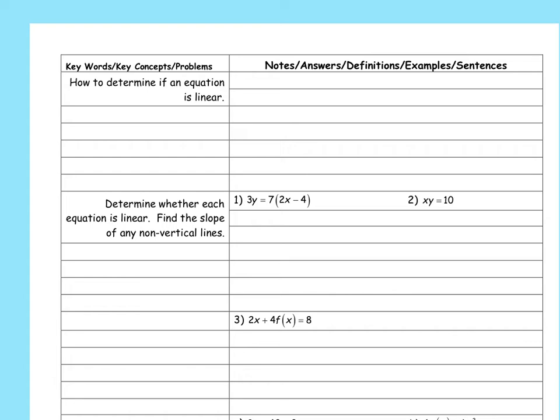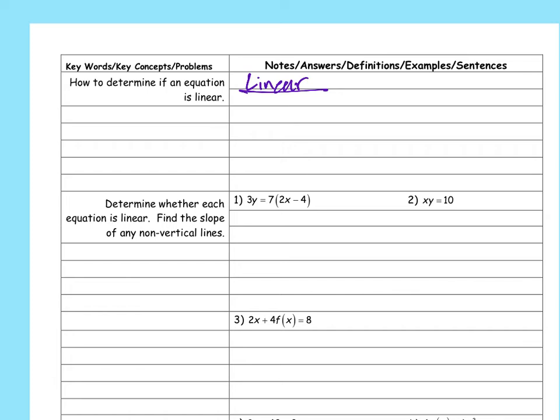Awesome. Okay, so how to determine if I'm looking at just an equation. If they did give me just an equation, how do I tell if it's linear or not? That's the question I'm asking now. How do I tell if it's linear or not? Well, it's pretty easy. Oh, okay, I did spell it right.